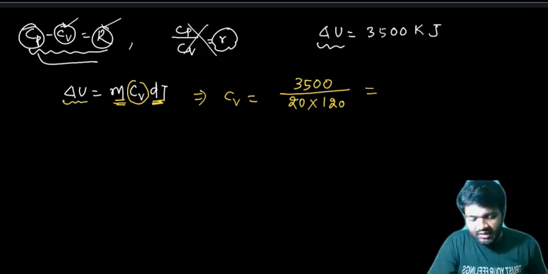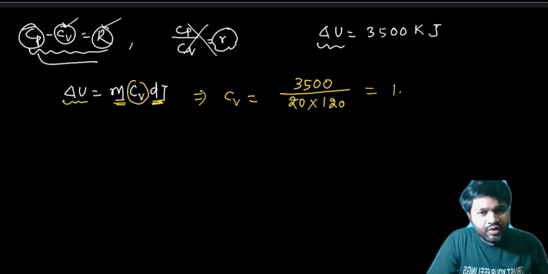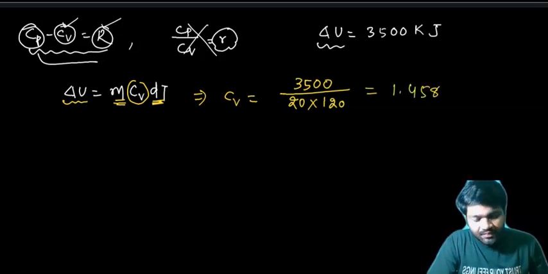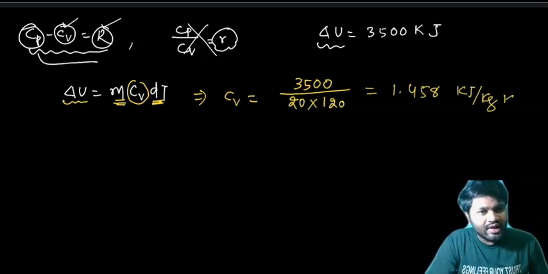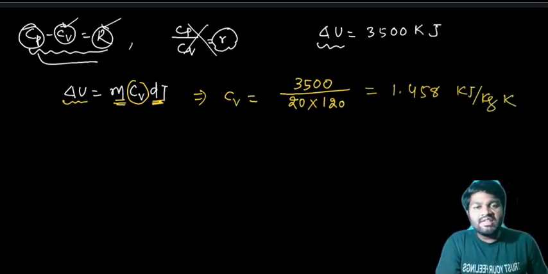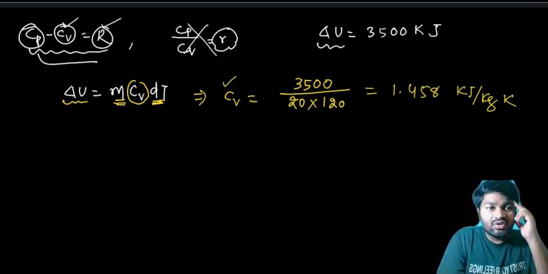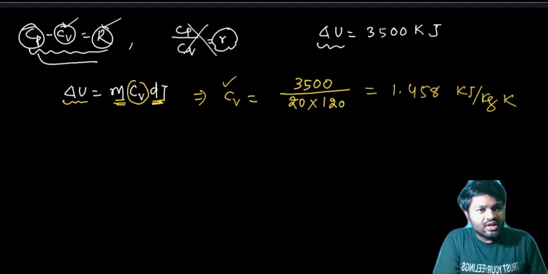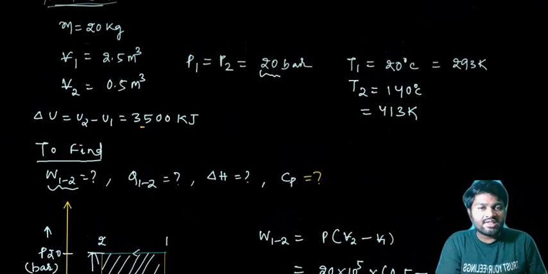So we can find this answer as 1.458 kilojoule per kg, right? So you can find this answer of same, right? So we have to find out the value of R. So where from can we find out the value of R? Let us see the given data. What are the given data for us?